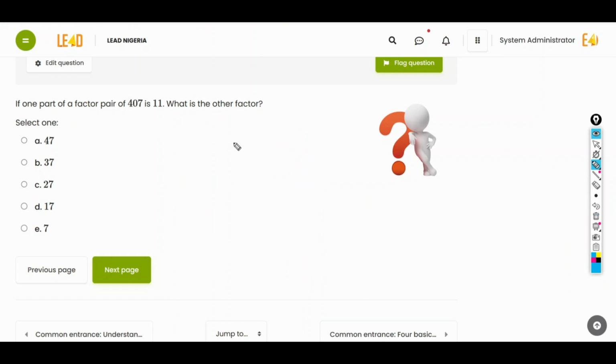So if you have only one factor of the pair, you want to find the other one, all you have to do is just divide. All right, just divide. So we're going to just divide 407 by 11. So 11 in 40 would give me 3, remain the 7. Put it here, we have 77. 11 in 77 gives me 7. So the answer is 37. That's option B.